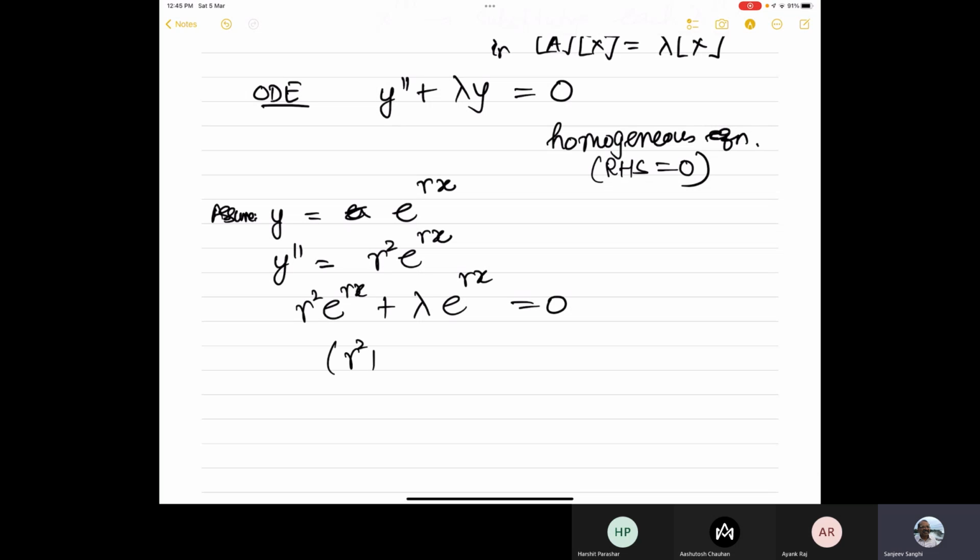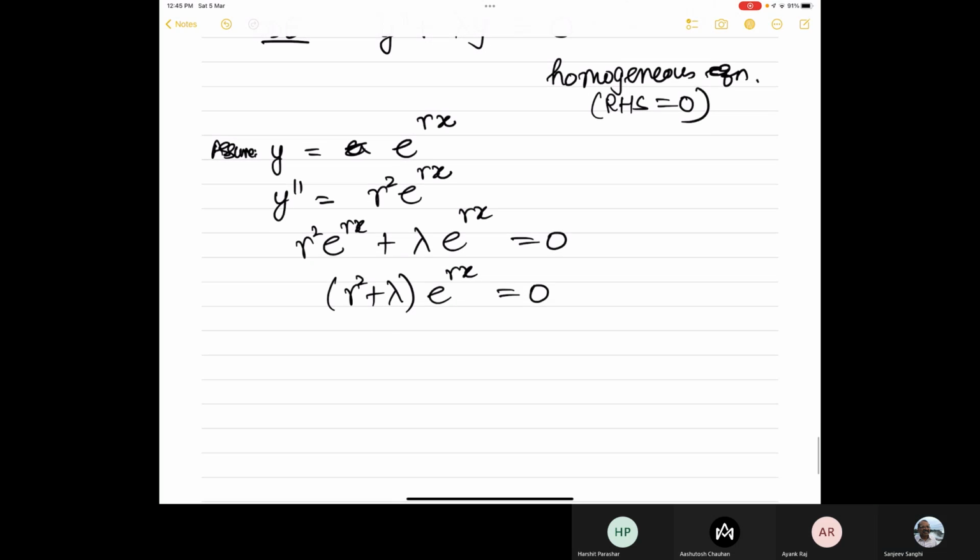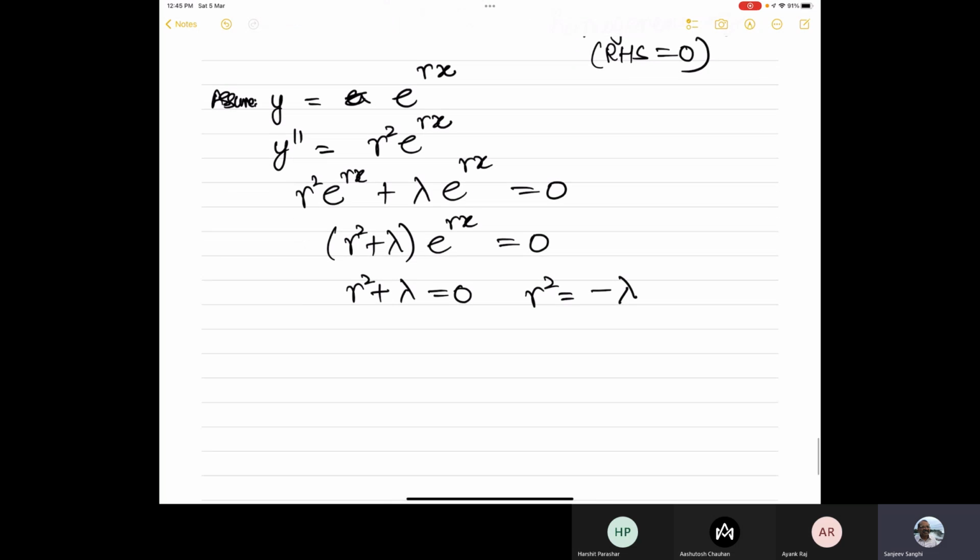This will give you r square plus lambda times e to the power of rx is equal to 0. And the solution for this becomes r square plus lambda is equal to 0, so r square is equal to minus lambda. And now let us say the boundary conditions of this equation. I'll take y of 0 is equal to c1, y of 1 is equal to c2.